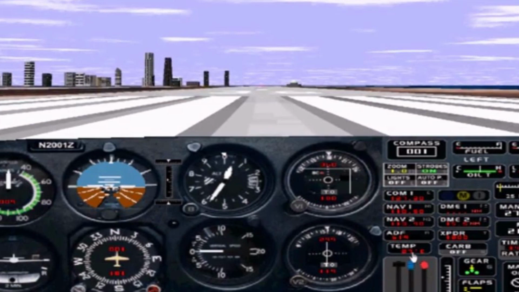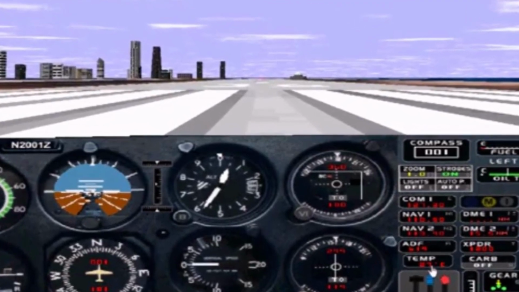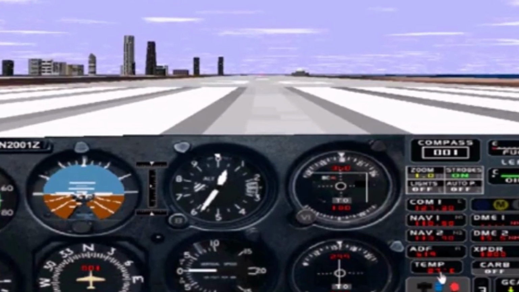So have you ever taxied before? In Microsoft Flight Simulator at Meigs Field, actually, in Chicago. It doesn't really physically exist anymore because they bulldozed the runway. But yeah, I've taxied many times there.